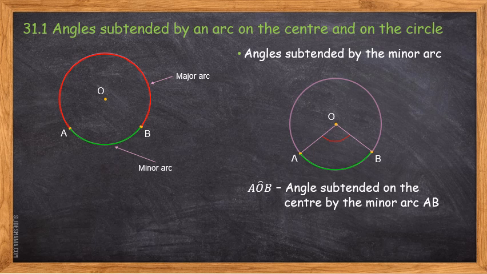Then this AOB angle is called the angle subtended on the center by the minor arc AB. Right. Then I said there's another type, that is the angle subtended by the arc on the remaining part of the circle.